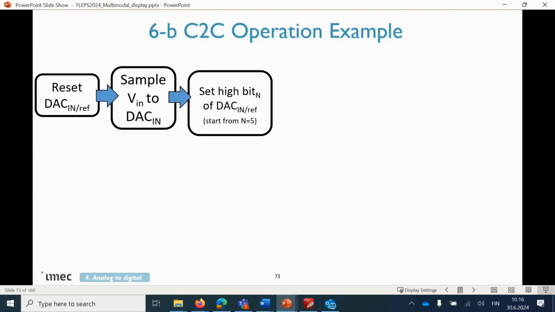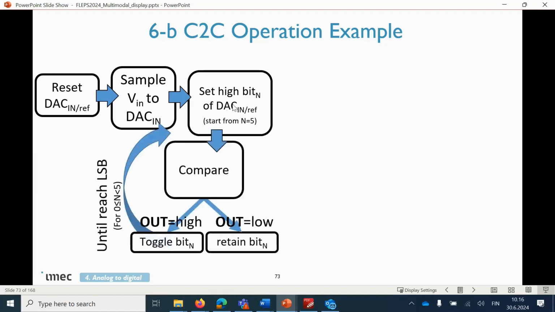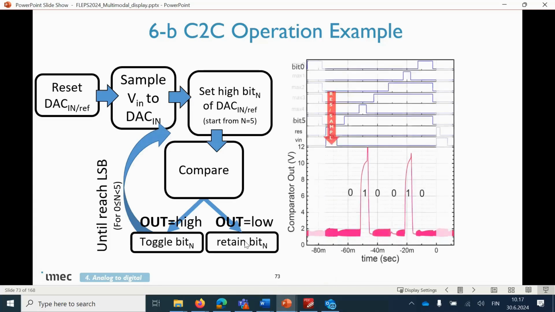How do you implement this? How did we implement this? So you reset your DAC, you sample your input, then you set the high for bit n, then you compare, as we said, and depending on the output, you go high or you go low. You change the bit or you retain the bit. Here is a time diagram of all the control signals that you need and the output of the comparator. You reset and you sample.